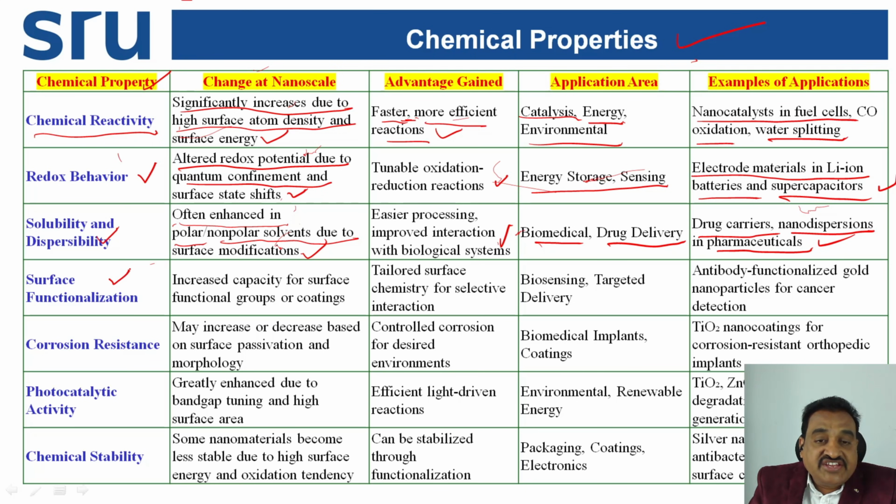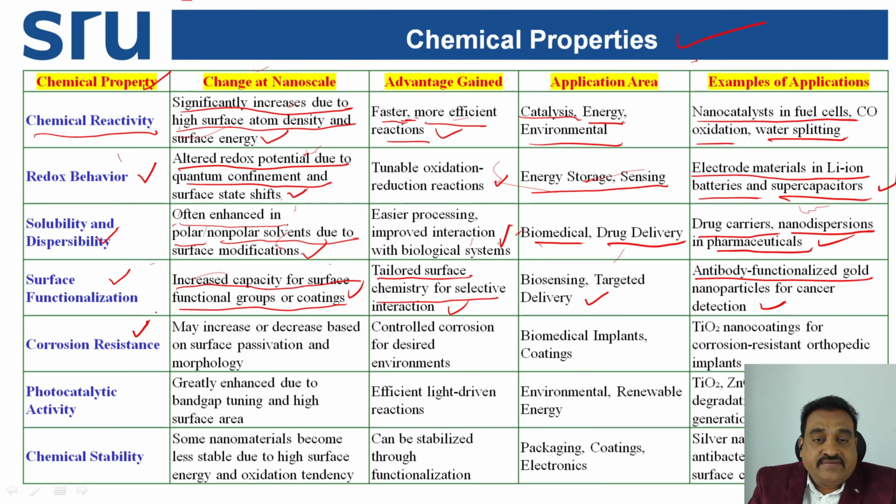Surface functionalization. So the nanoscale change is increased capacity for surface functional groups or coatings. What is the advantage? Tailored surface chemistry for selective interaction. So these are used in biosensing and targeted delivery systems. Examples: antibody functionalized gold nanoparticles for cancer detection and therapy.